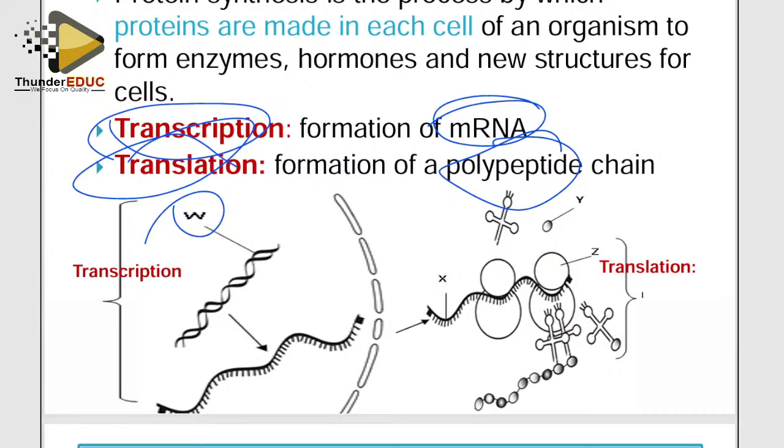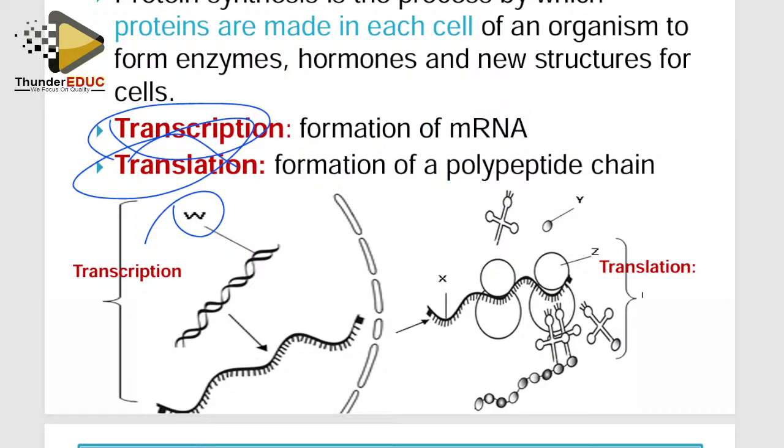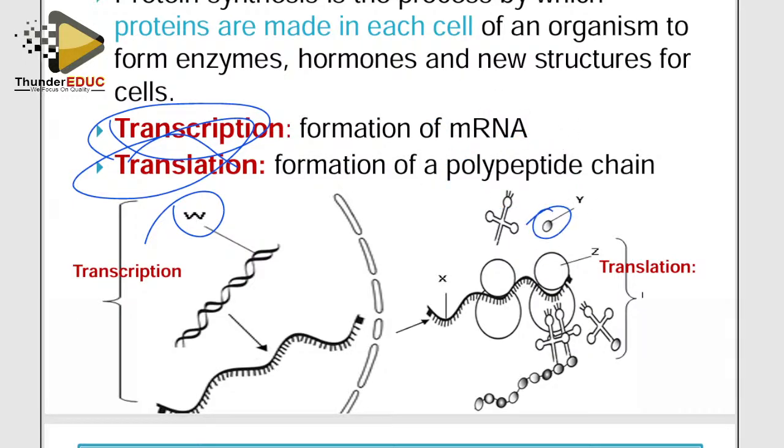W, DNA molecule. Yes. What is Y? Y is amino acid. What is Z? Z is the ribosome. And then what is X? X is the messenger RNA.